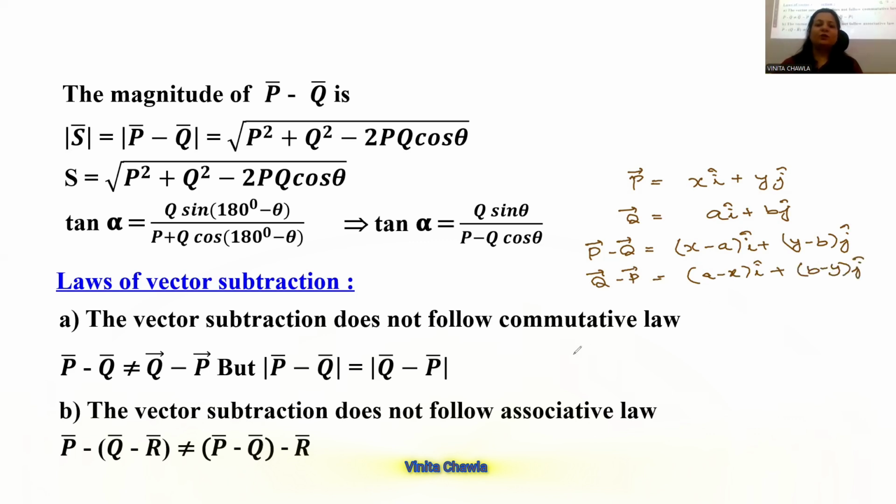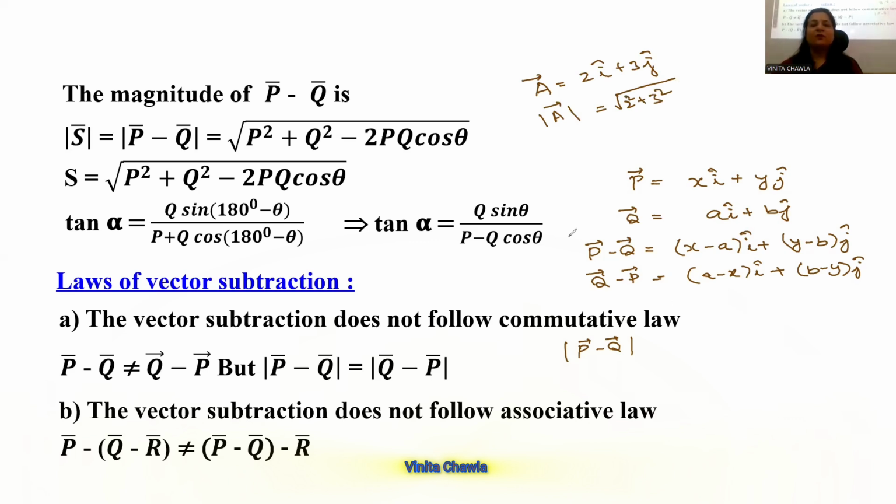If we take modulus of p minus q, for a vector, how do we write magnitude of a vector? If we have a vector a and it is equal to, let's say 2i plus 3j, then how do we write magnitude of vector a? करवाया था ना फर्स्ट क्लास में, square root of 2 square plus 3 square. This is how we write.